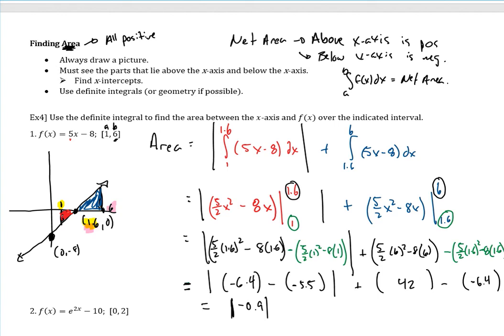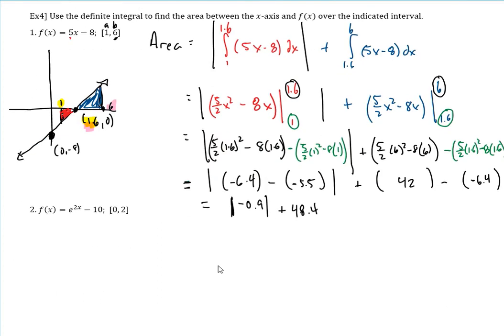And then let's go ahead and combine this. So 42 minus a negative 6.4, that would be positive 48.4. And so the absolute value of negative 0.9, let's go ahead and we'll kind of go into this other problem a little bit. So this becomes positive 0.9 at this point, and then plus 48.4. And then now we could add it up together. Oops, let me rewrite that. So it looks like it's 49.3.